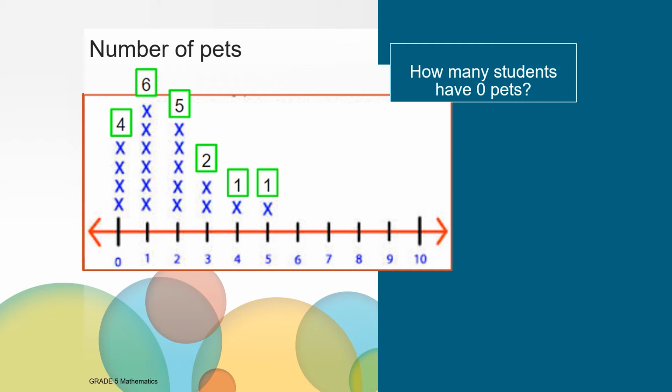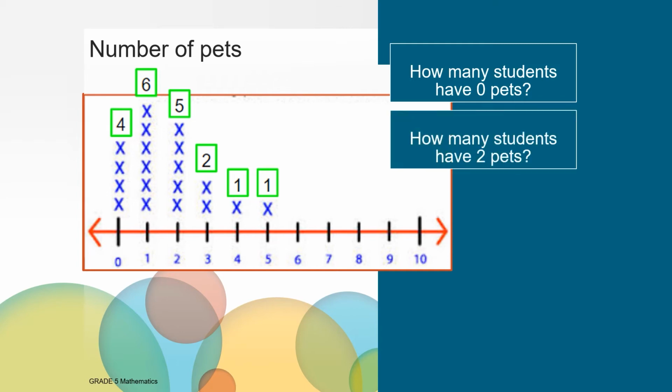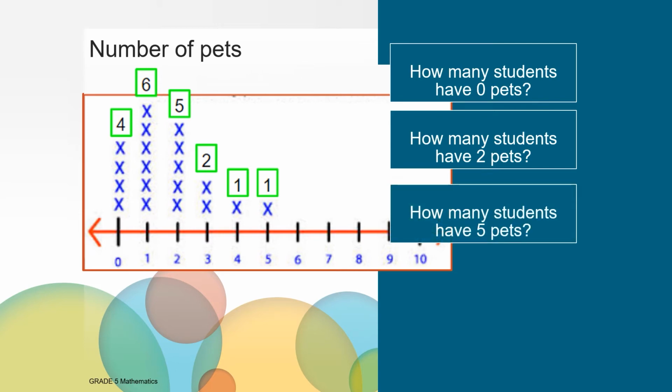How many students have 0 pets? How many students have 2 pets? How many students have 5 pets? Yes, there are 4 students that have 0 pets, 5 students that have 2 pets, and only 1 student that has 5 pets. So what does this line plot tell us about the students in this class?